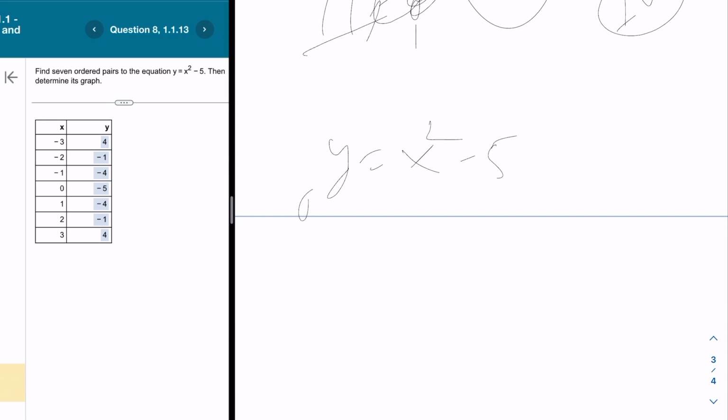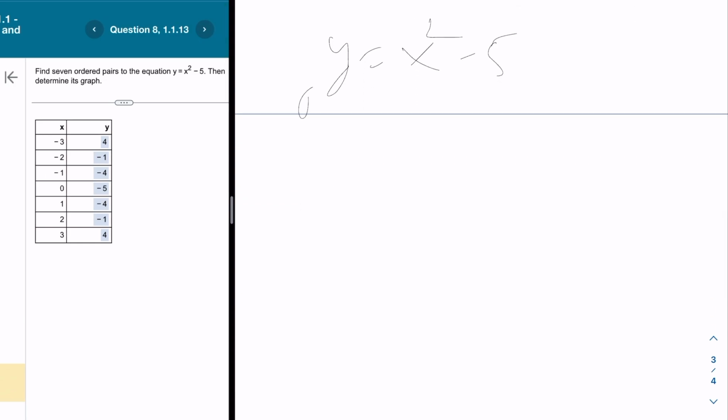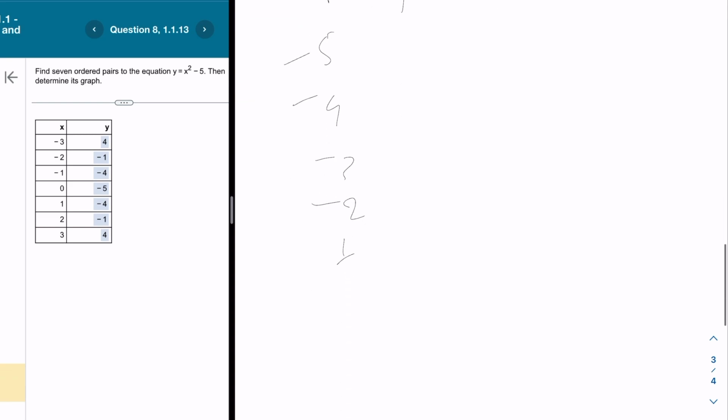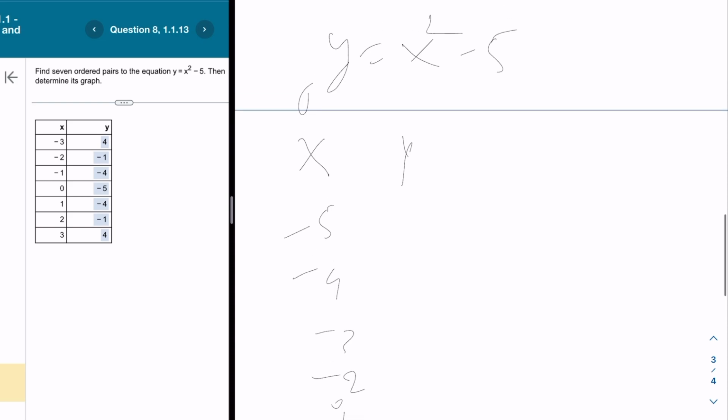We will write the equation, then we will build a table, x, then y. Now give any number for x, anything. You can give anything: minus 5, minus 4, minus 3, minus 2, 1, 2, 0, 3, 4, 5. It's totally up to you. Then when you give this x, plug it into the equation. Minus 5 will give y. Like, what's minus 5 squared?